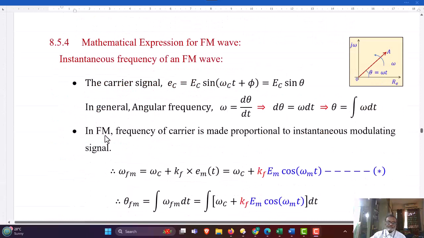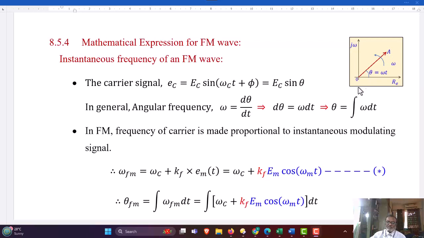Let us now estimate the mathematical expression for the frequency modulated wave. Let us repeat here the expression for the carrier signal. e_c is equal to E_c sin(omega_c t plus phi), that is nothing but E_c sin theta. Here in the diagram, you will see a phasor notation.